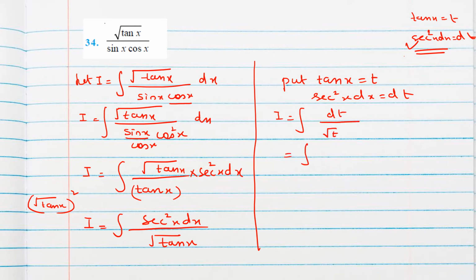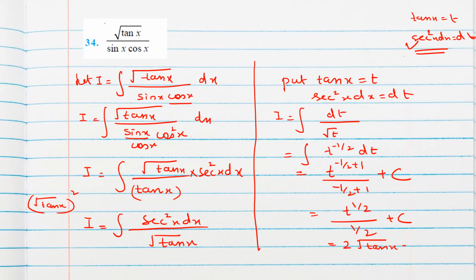Now t power half, and that is in numerator, will give minus. Then power rule we can apply for the integral. Add 1 in power, divide by the same power. So 1 minus half means t power half, divide by half. So 2 t power half means 2 root tan x plus c. Okay, so this we got here.